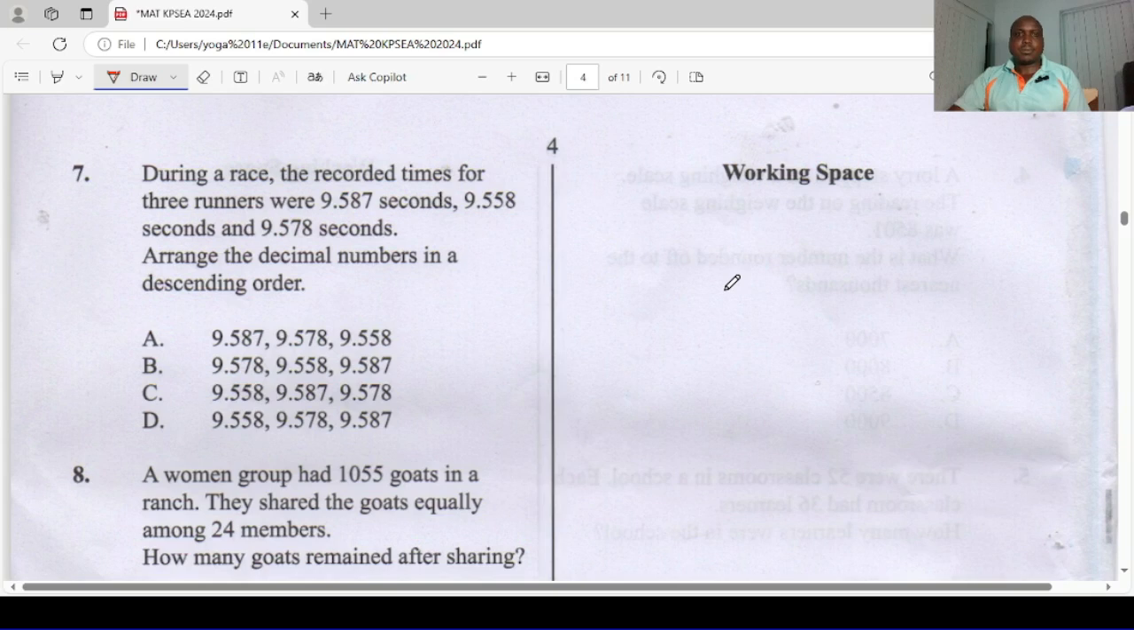During a race, the recorded times of 3 runners were as shown. Arrange the numbers in ascending order. Ascending means from smallest to biggest.